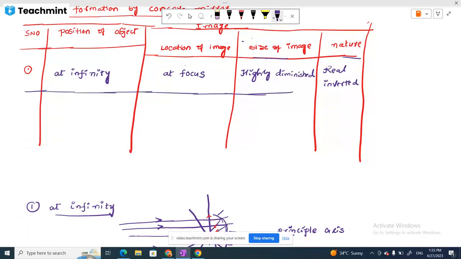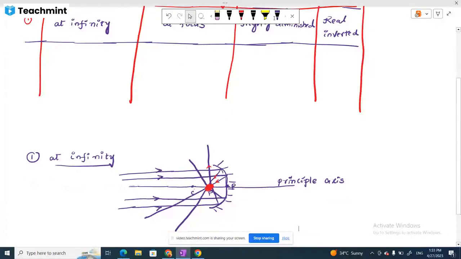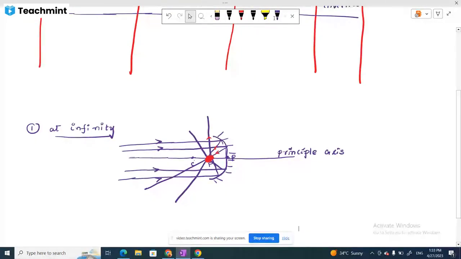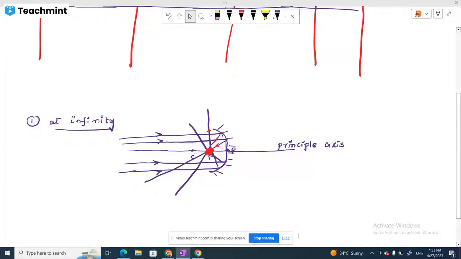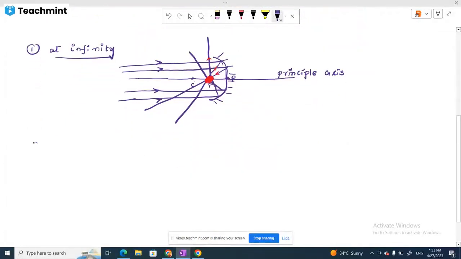This is the first case, in which the object is placed at infinity. Let's go for the next one. Now we move the object towards the mirror. That means we place the object behind the center of curvature. So I'll draw the second ray diagram, for the second case.